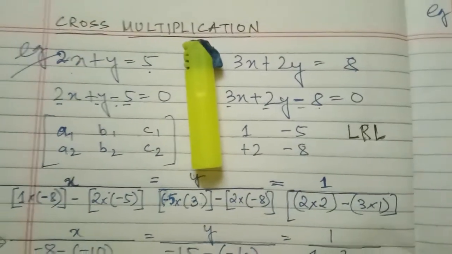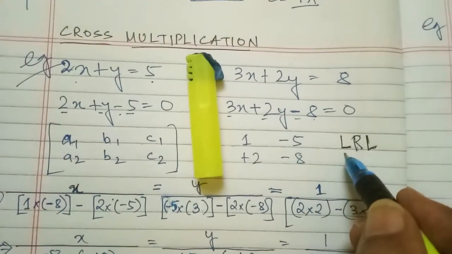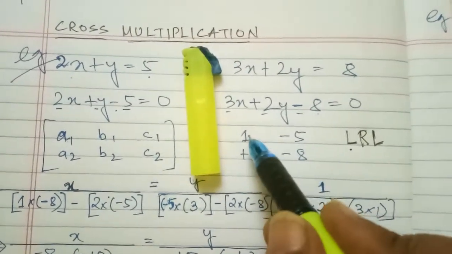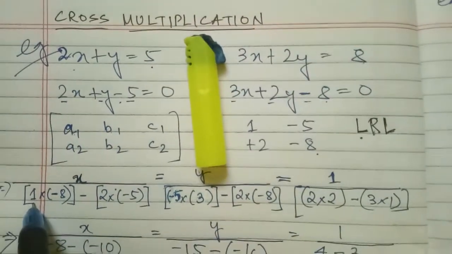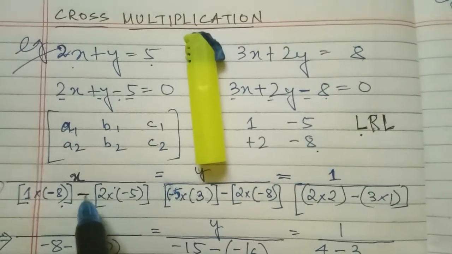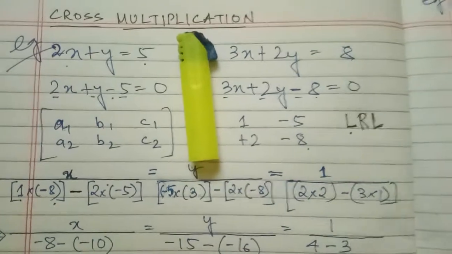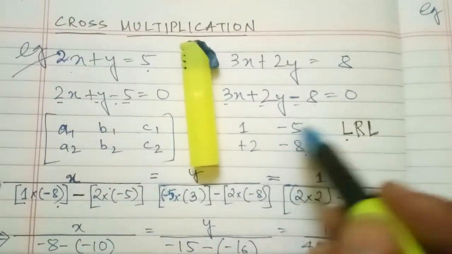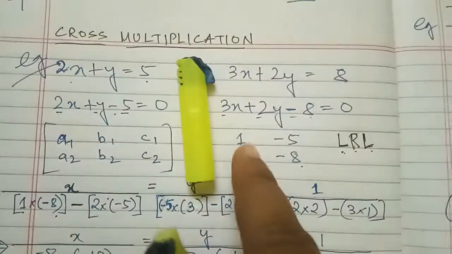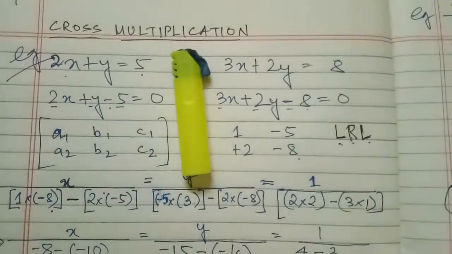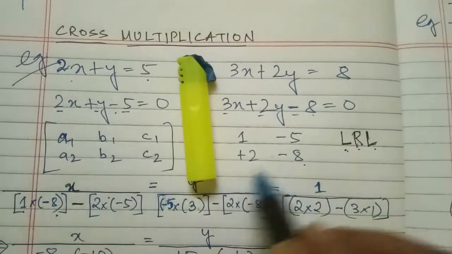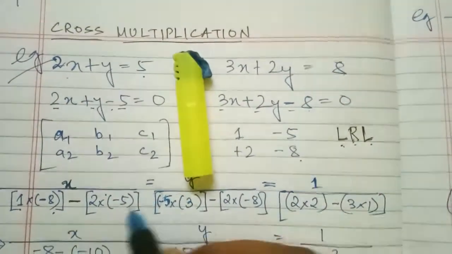Now first we'll start with the left. Left means the left top corner. See, 1 into minus 8, written 1 into minus 8. Clear? This is the formula only. Next, minus in bracket. This will be used when the first number is multiplied and then subtracted. 1 into minus 8, and minus the remaining, 2 into minus 5, written 2 into minus 5.